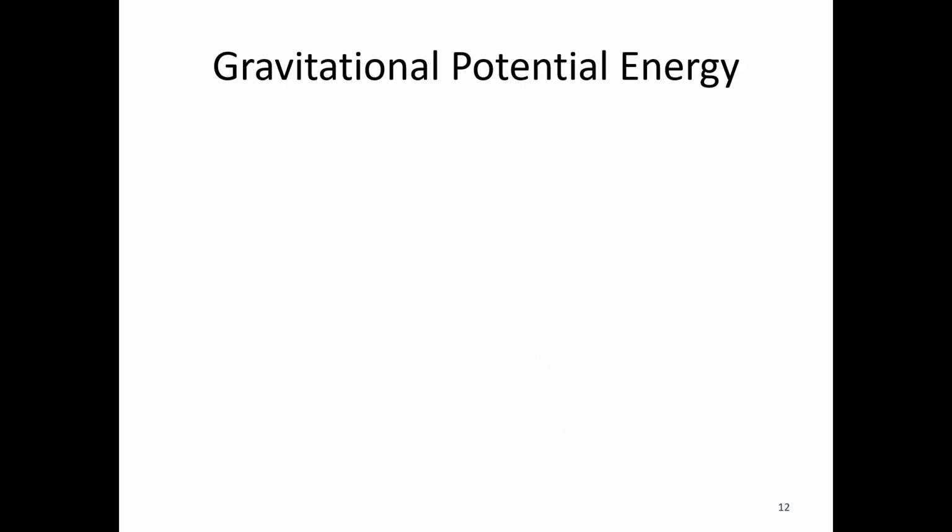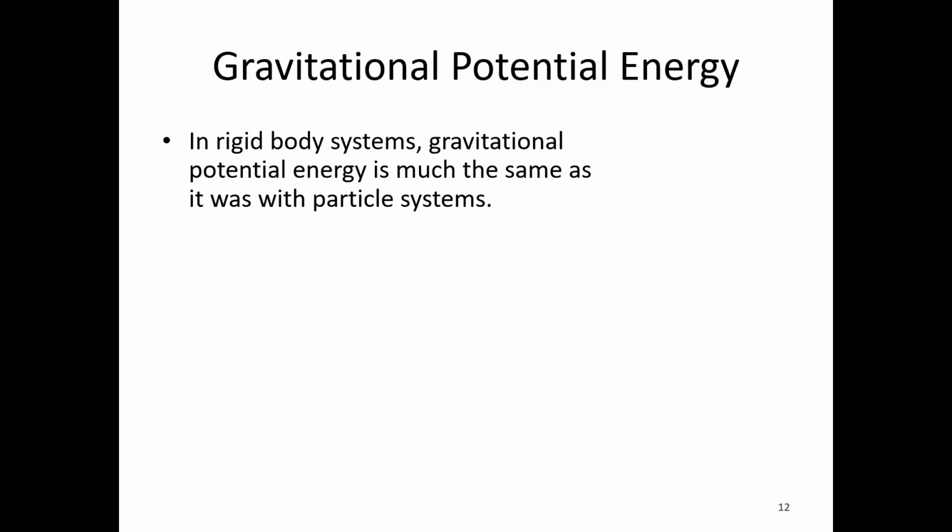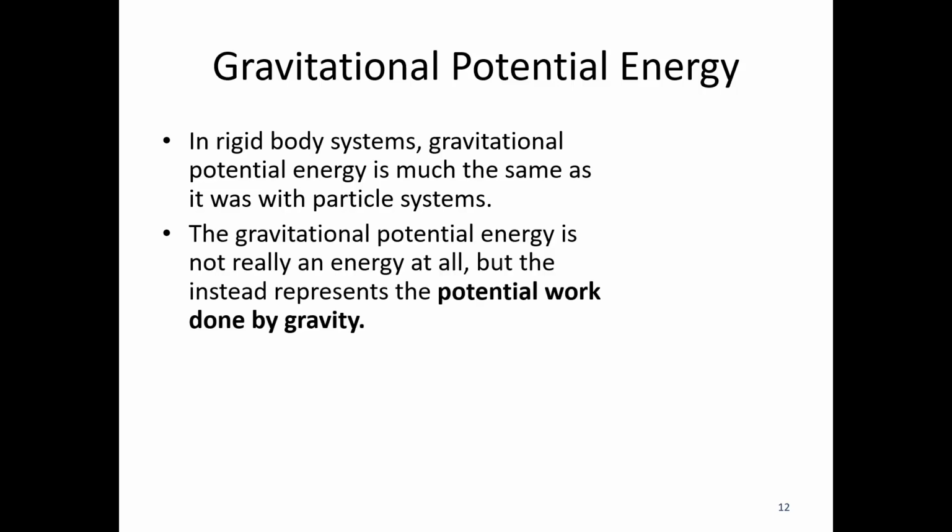All right, so after kinetic energy, we're going to move on to gravitational potential energy. In rigid body systems, the gravitational potential energy is much the same as it was with particle systems. Gravitational potential energy is not really energy at all, but instead represents the potential work done by gravity. So if we include gravitational potential energy, we don't include the work done by gravity. This is to replace that.